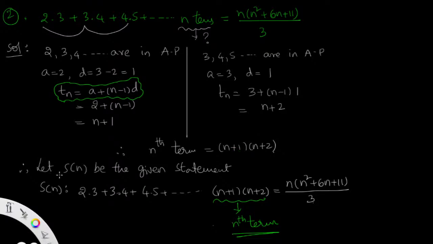Okay. Next, let S(n) be the given statement. Then we can write it as 2 into 3 plus 3 into 4 plus 4 into 5 and so on, up to (n plus 1) into (n plus 2), equal to n into (n square plus 6n plus 11) divided by 3. By using mathematical induction, step case 1 is the basic step: let S(1) be true.